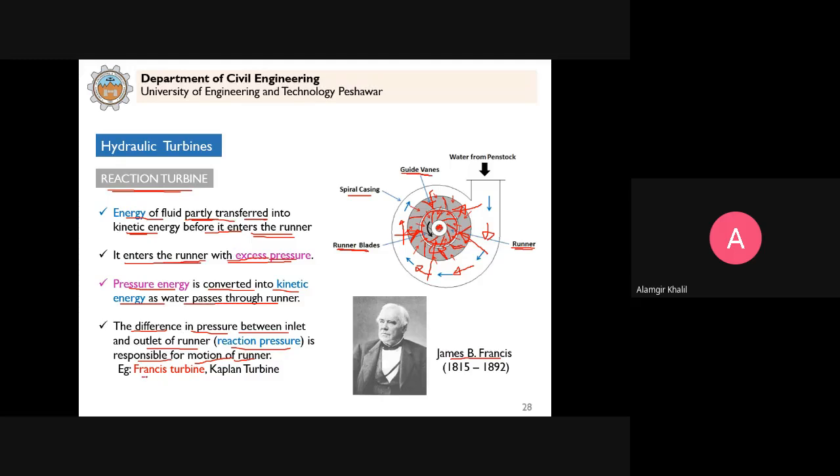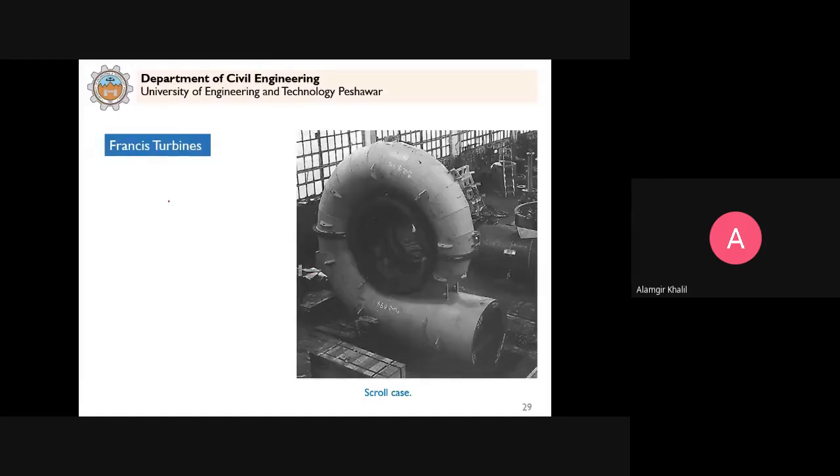The examples can be the Francis turbine and the Kaplan turbine. Now this is the Francis turbine scroll case. So the water will enter here from the penstock and it will move all around. You see the decreasing flow area. And then the water will enter here.